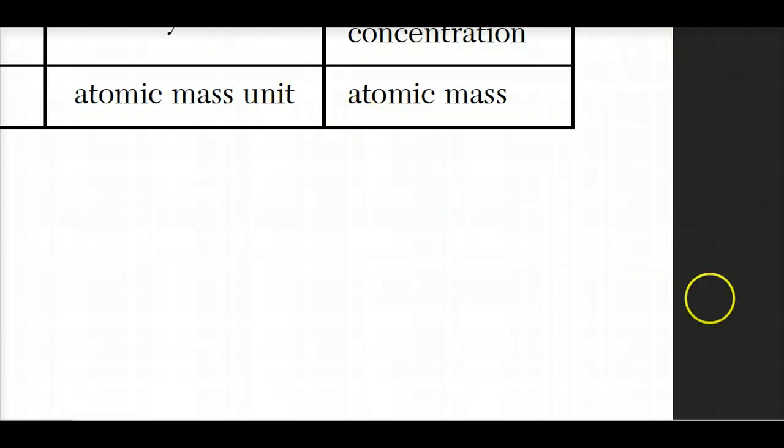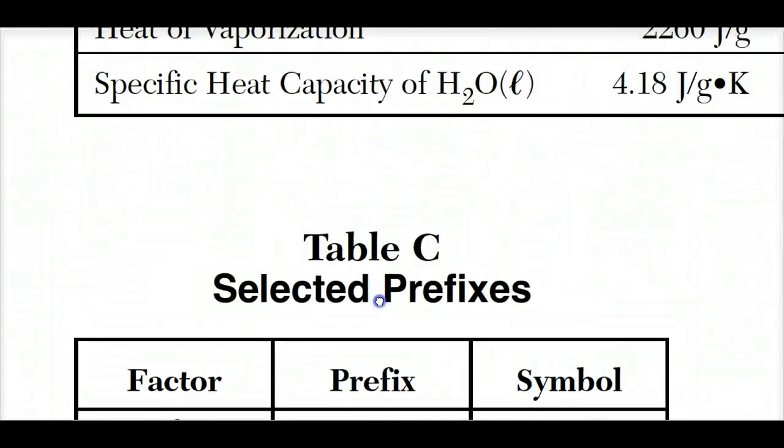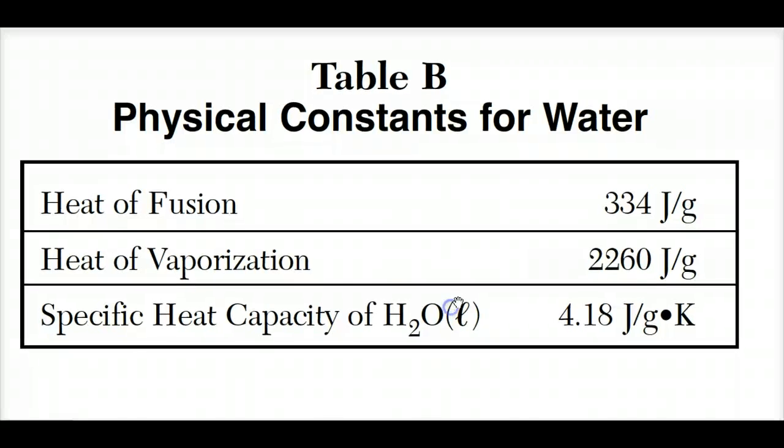So Table B in all of its glory, it certainly was there a second ago. Oh, there we go. Table B. All right, Table B right there, heat of fusion, heat of vaporization. Notice something. The heat of vaporization is so much more massive, I should say, correct English, than the heat of fusion.